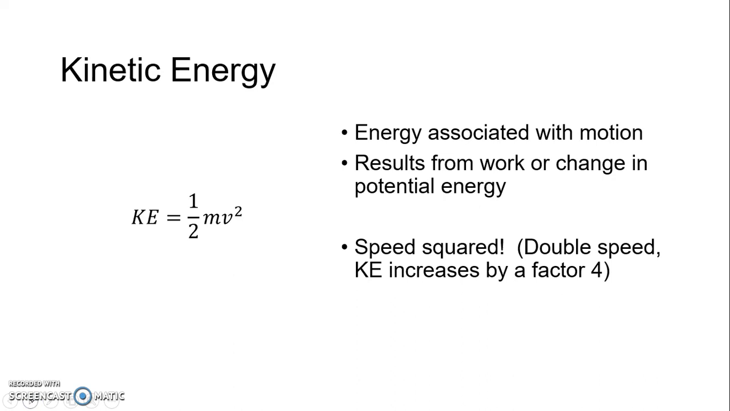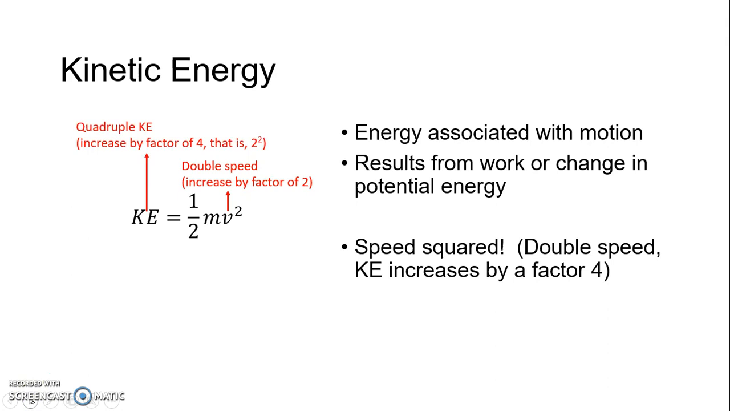Now, notice that since speed is squared, that's going to affect the proportionality between kinetic energy and velocity. It's no longer directly proportional, it is now a squared proportion. In other words, if you double the speed, in other words, increase the speed by a factor of 2, then you have to square that factor. Your kinetic energy increases by a factor of 4, that is 2 squared.